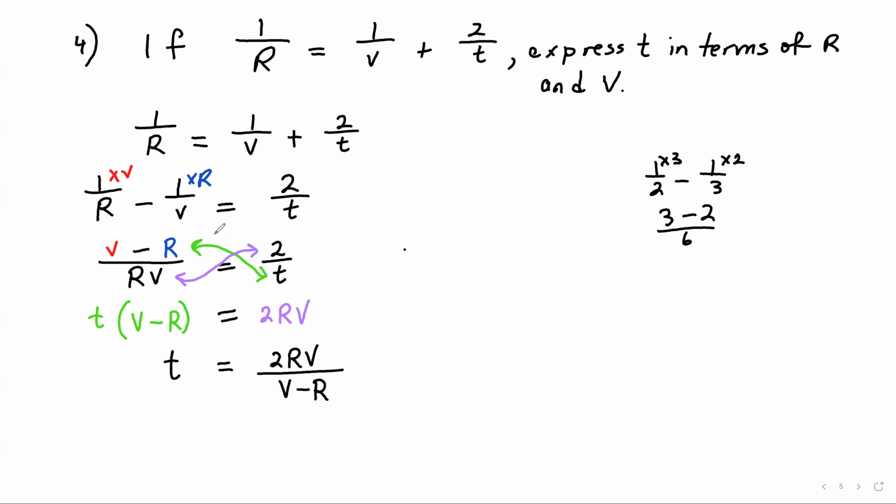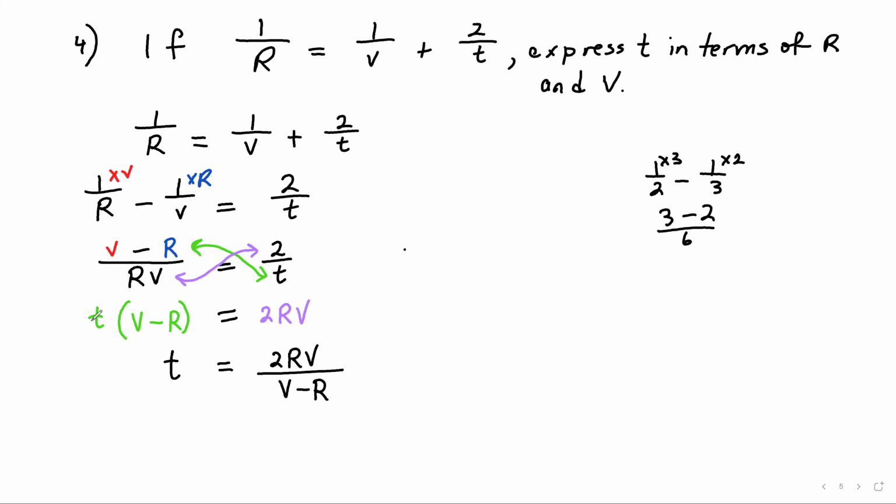Now, whenever you have fractions on both sides of the equation, to get rid of the fractions and to be able to work with whole numbers again, you cross multiply. So you multiply the numerator on one side by the denominator on the other side. So on this side, I'll have t times v minus r is equal to 2 times rv. So I end up with t times open brackets v minus r, close brackets, equals 2 times rv, which is 2rv.